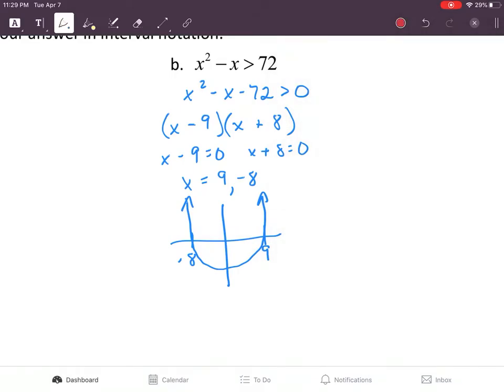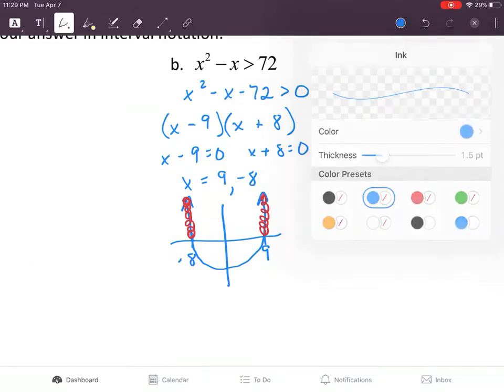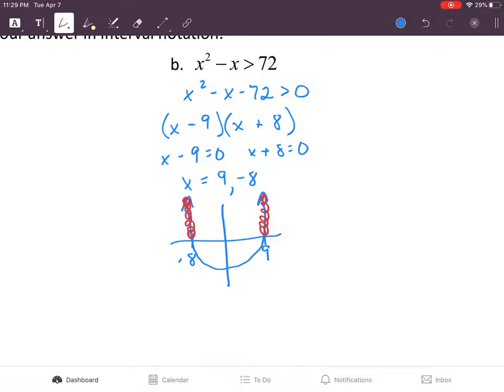Now, based on our inequality sign, the sign says greater than, so we're just looking for the parts that are above the x-axis that are greater than 0. It's those 2 right there. Now I'm going to find the interval notation of this. Going left to right, left is negative infinity. It stops at -8. And this time, because it's just a greater than and not an equal to, it's a parenthesis for both.